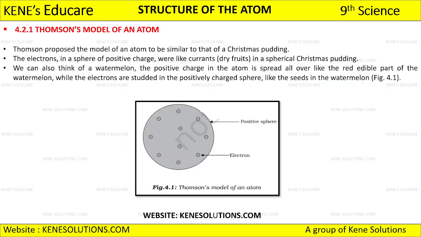After this, we discussed Thomson's model of an atom, and we know that Thomson's model of an atom is also known as the plum pudding model, right? So everyone, this is also very important. You can be asked to write a note on it as well, so please go through it properly.